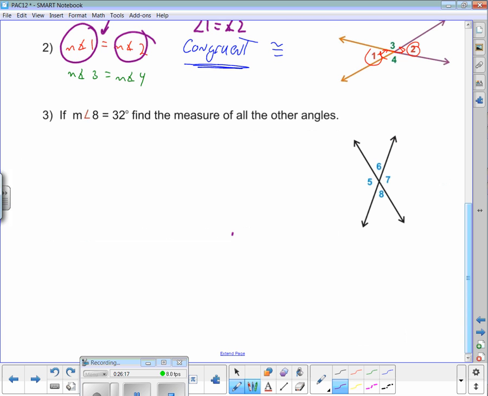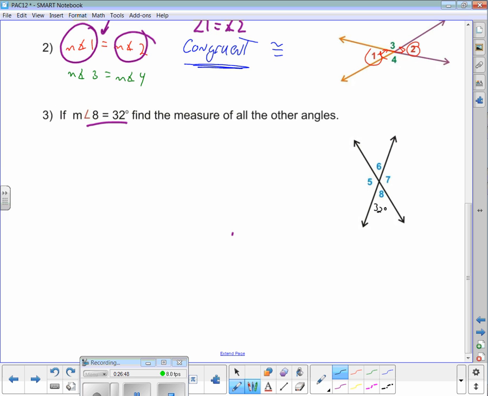Let's get to our, I think, last example, 12.2a. All right, so look at the situation. I say the measure of angle 8 is 32 degrees. I'm going to take my black marker and write in 32 degrees by angle 8, just to help me visualize. You should do that as well. Find the measure of all the other angles.